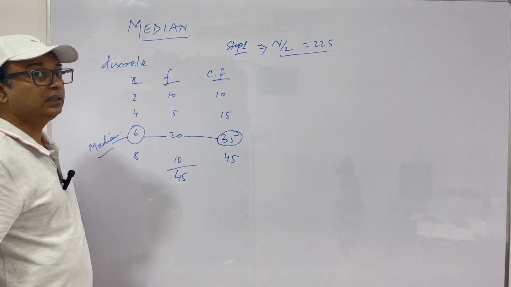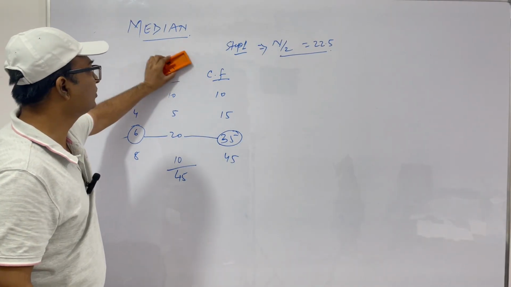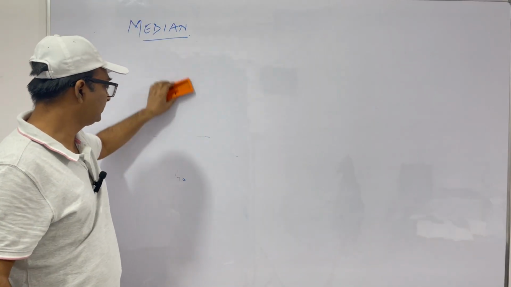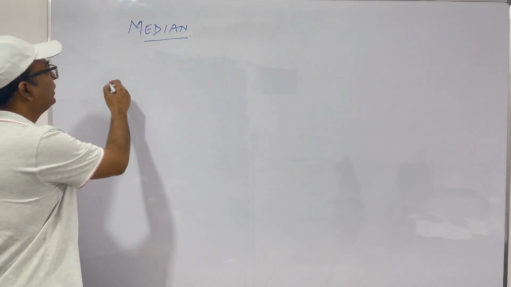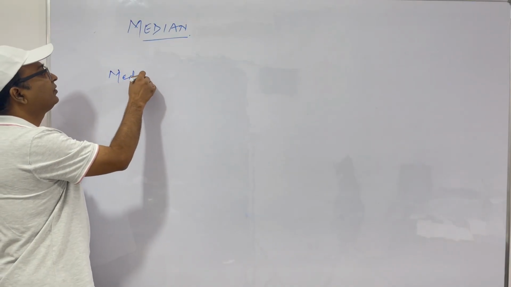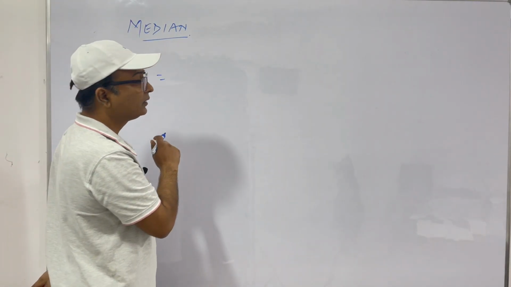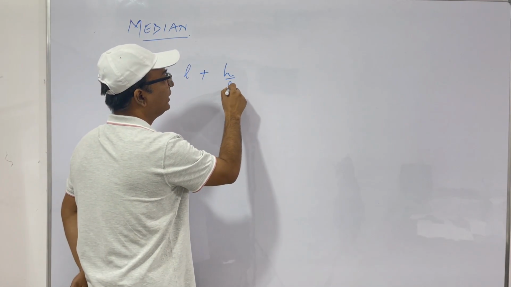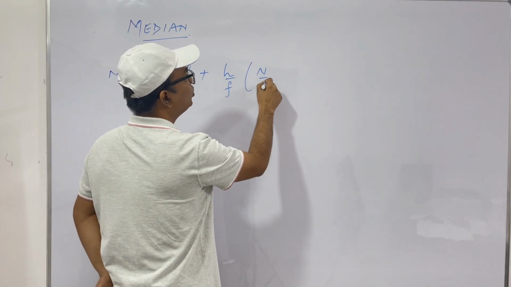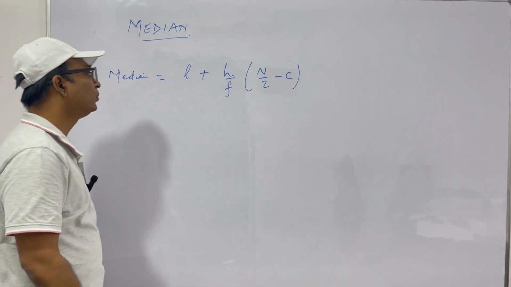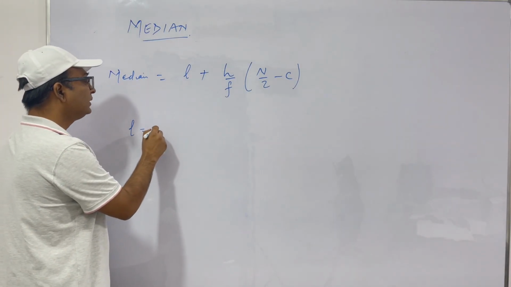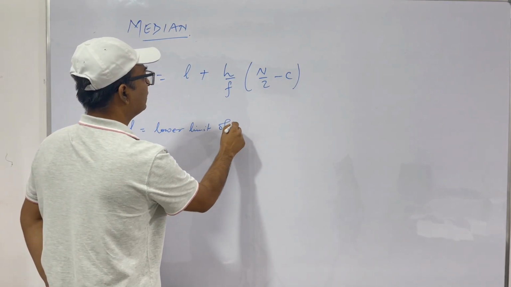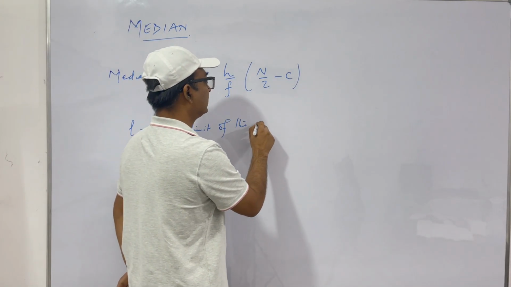What if this was continuous? That is grouped data. In case of grouped data, how do we find the median? Let's see. In case of grouped data, we find the median by a formula: L plus H by F times N by 2 minus C. What is L? It is the lower limit of the median class.